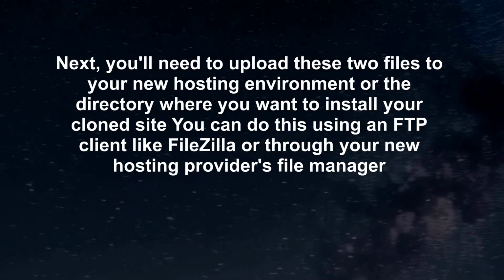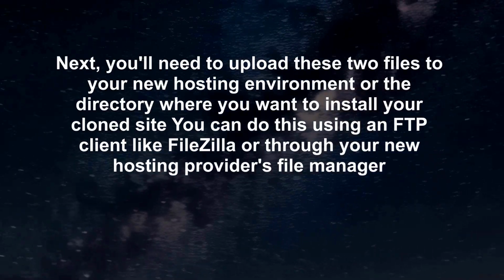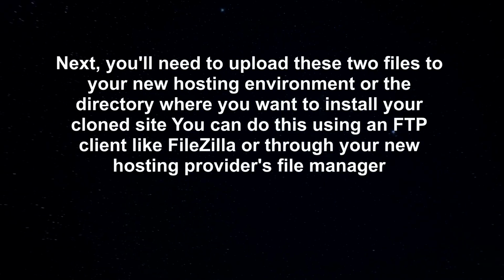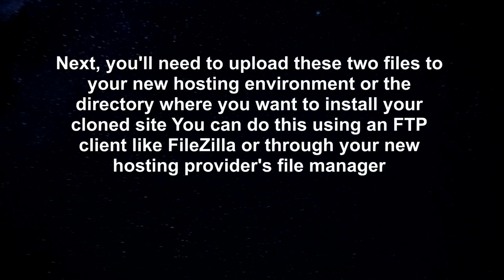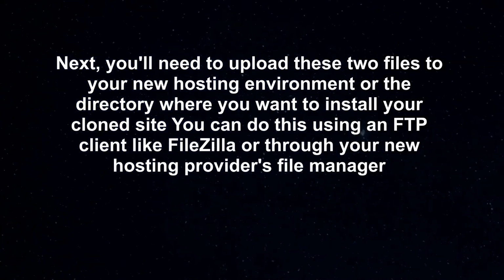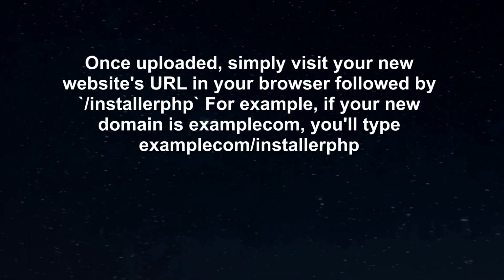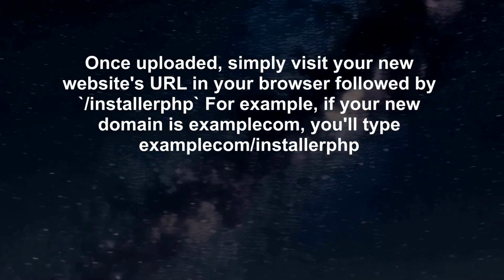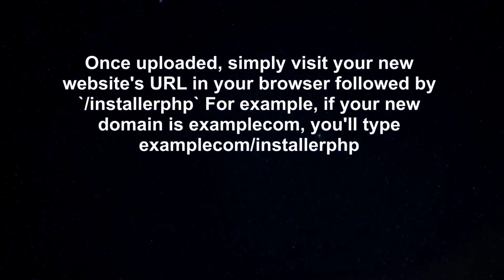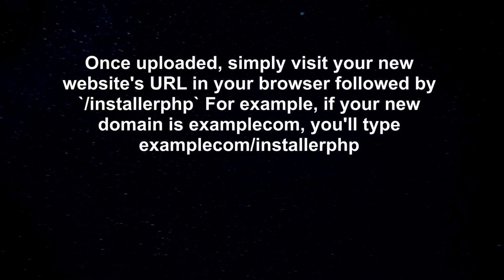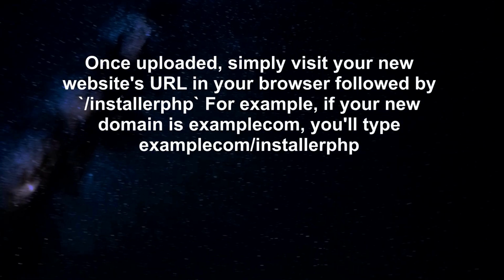Next, you'll need to upload these two files to your new hosting environment or the directory where you want to install your cloned site. You can do this using an FTP client like FileZilla or through your new hosting provider's file manager. Once uploaded, simply visit your new website's URL in your browser followed by /installer. For example, if your new domain is example.com, you'll type example.com/installer.